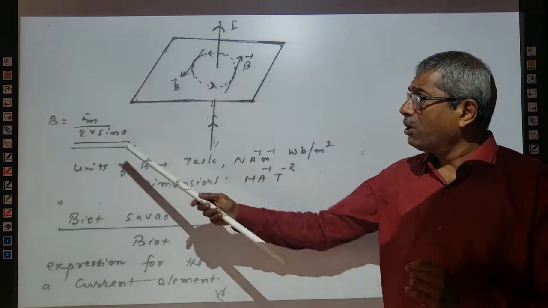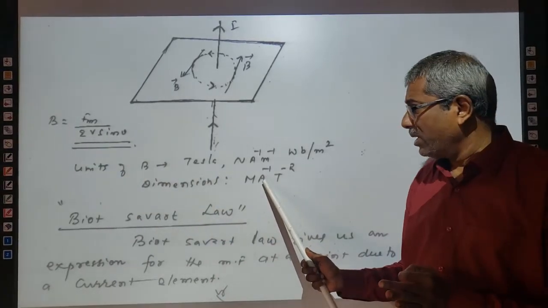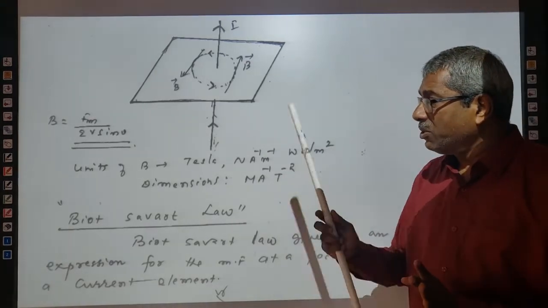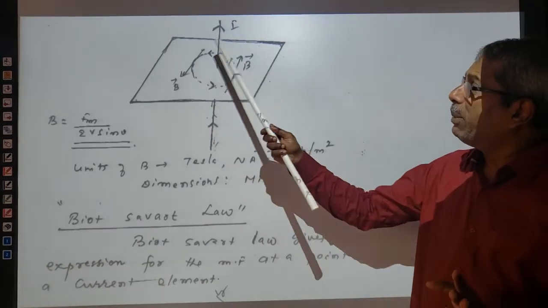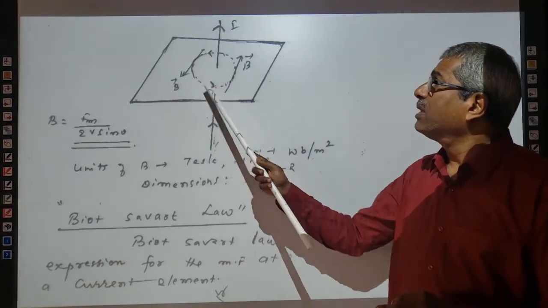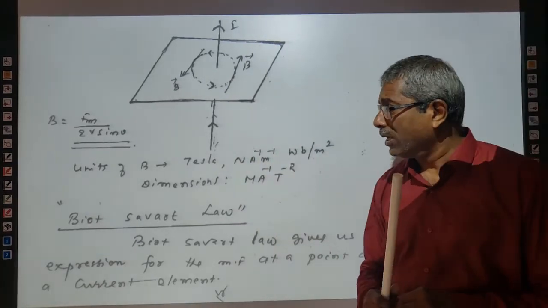The dimension of this physical quantity B is M A raised to minus 1, T raised to minus 2, where T is time. So this is about how the magnetic field intensity direction can be obtained from the line of force when the current passes through a straight conductor.